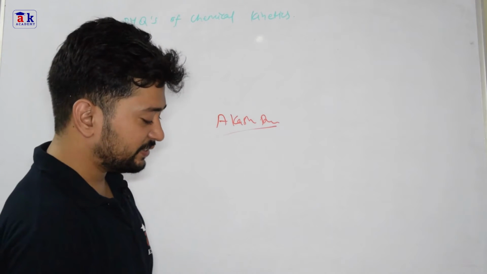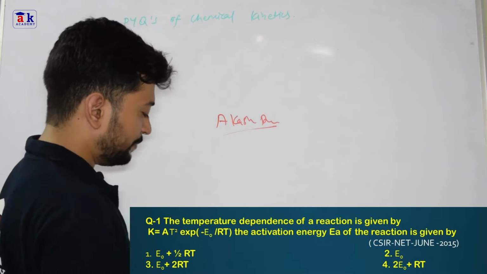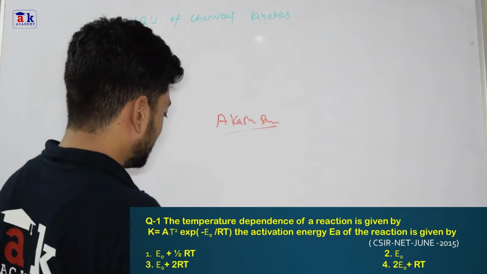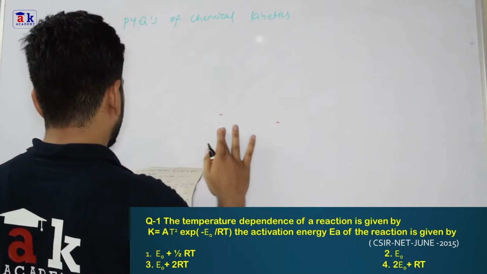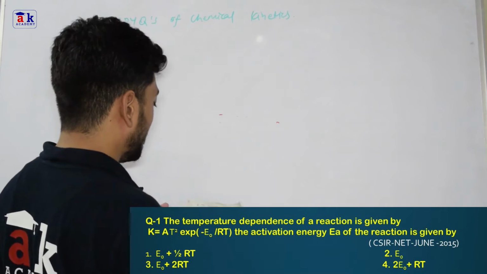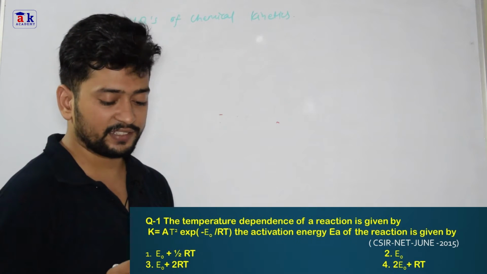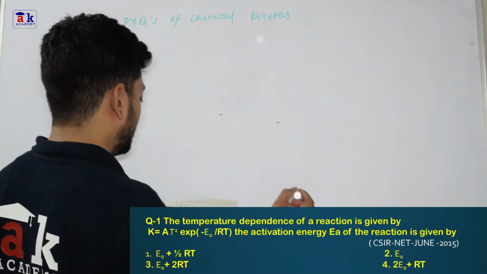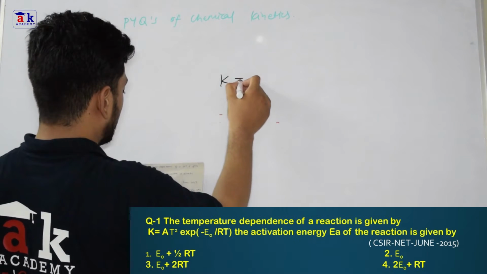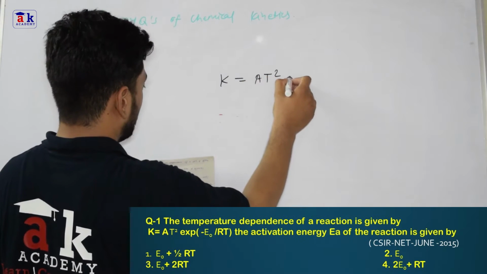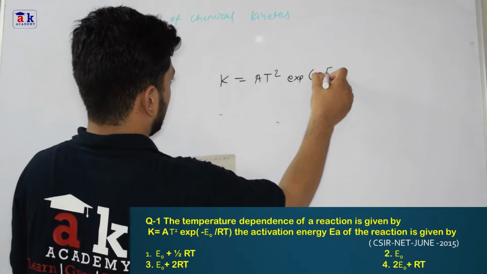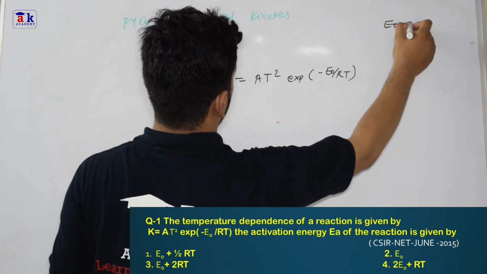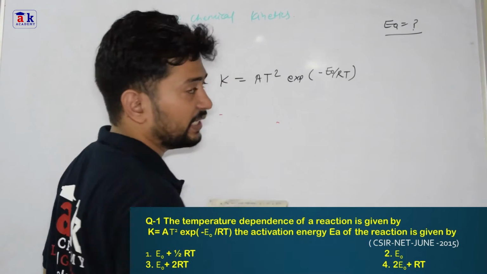So the first question is: the temperature dependence of a reaction is given by K = AT² exp(−E₀/RT). The activation energy of the reaction is given by. So they have given one equation which is temperature dependent, which is K = AT² exp(−E₀/RT), and you have to find out the Ea, which is the activation energy.